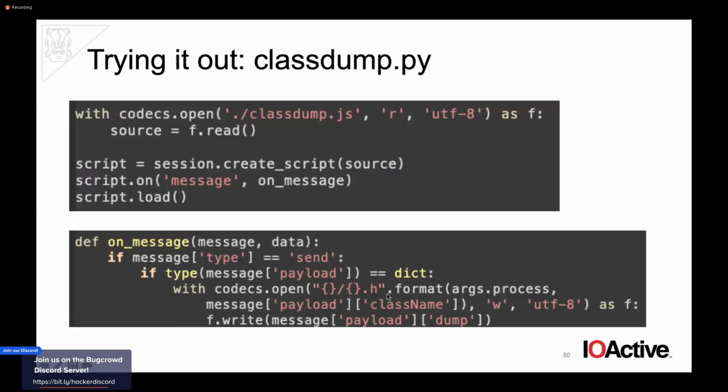Then I'll open a file. This is a file that's written to, for instance, my laptop, my local computer. I will name it first: the directory will be named after my application process name, and then I'll have a class name embedded in my payload that I'll use to create the file name. Then I'll just write the contents of the payload dump to that particular file. That's really the bulk of what the Python client has to do.